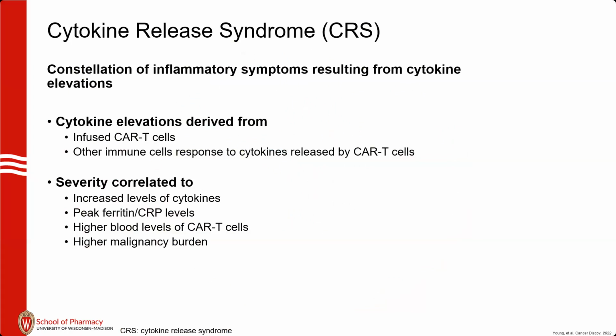So the first CAR T specific toxicity that you've heard alluded to plenty throughout the presentation is called CRS, or cytokine release syndrome. It's really this inflammatory syndrome from cytokine elevations, as well as the other immune cells' response to CAR T infusion. The severity can be correlated with several things: increased level of cytokines overall, non-specific inflammatory markers such as ferritin and CRP levels, and tumor burden. If you actually measure the CAR T kinetics, the higher the level of the CAR T cell, the more severe it tends to be as well.